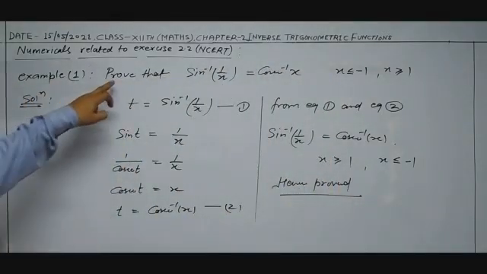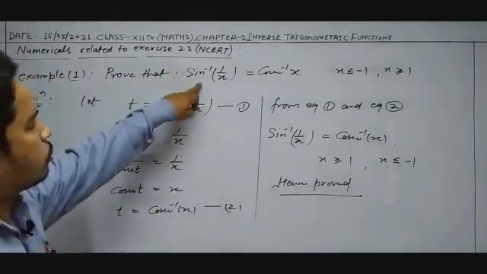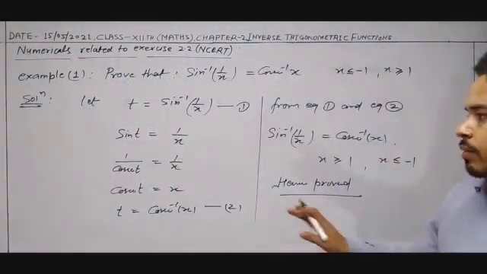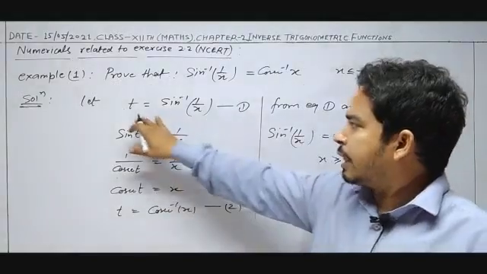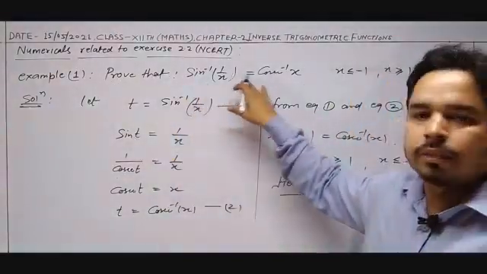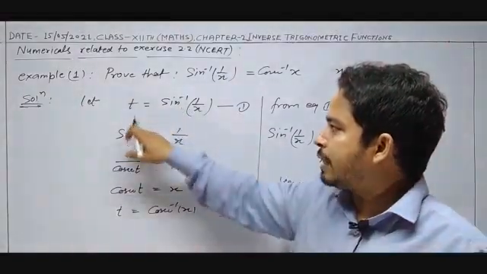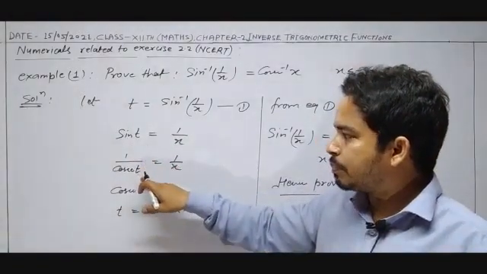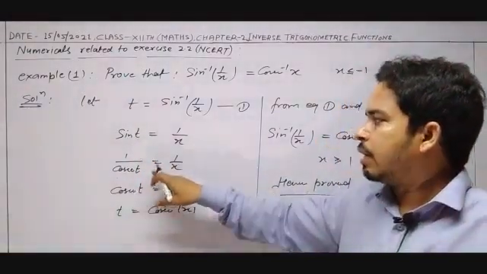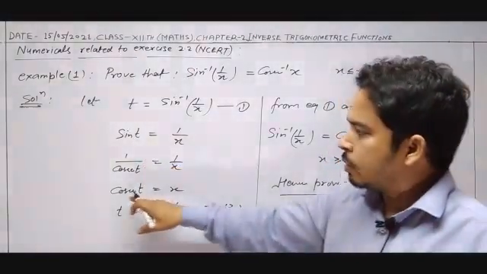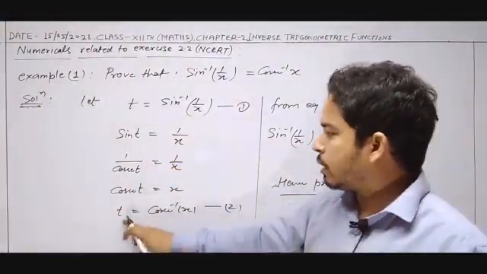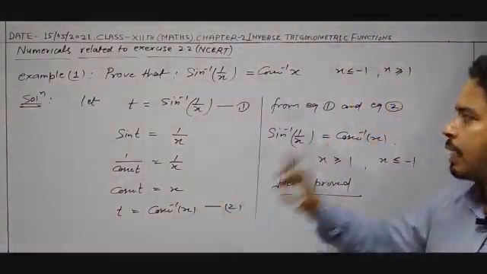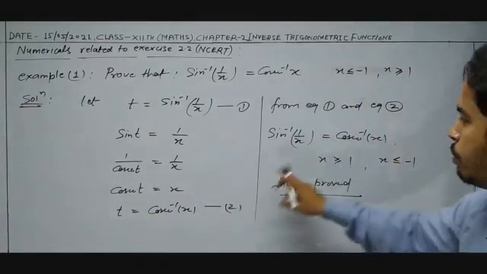Again I am repeating, you have to prove that sine inverse 1 by x is equal to cosec inverse x such that x is less than or equal to minus 1 and x is greater than or equal to 1. First of all you will consider t is equal to sine inverse 1 by x, the left side of the expression. So sine t will be equal to 1 by x, the reciprocal of sine t is cosec, means 1 upon cosec t, and 1 upon cosec t is equal to 1 by x, so cosec t is equal to x. So t is equal to cosec inverse x. So from equation 1 and 2, sine inverse 1 by x is equal to cosec inverse x. So from 1 and 2, hence proved.